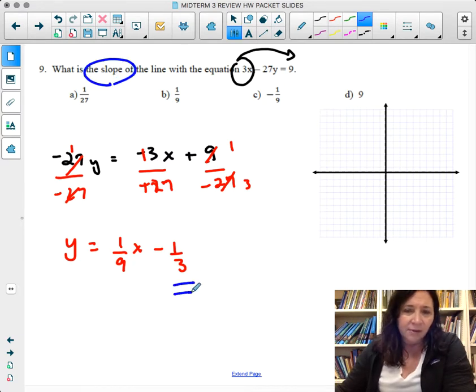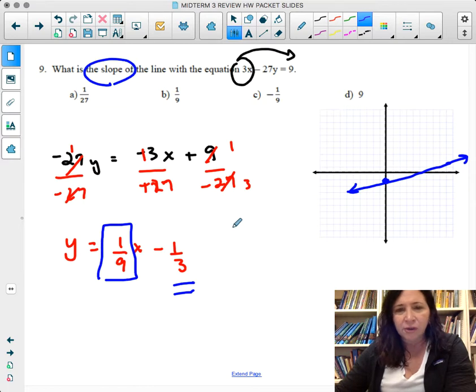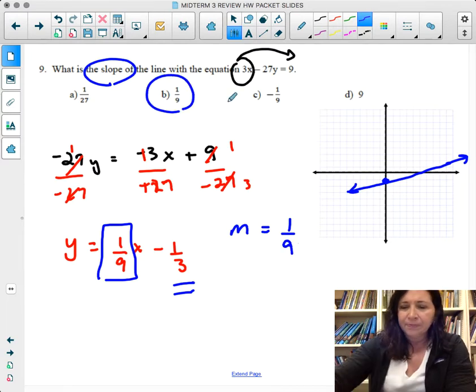Now, the question was asking me, what's the slope? This is my y-intercept. They didn't ask me that, meaning that would be down 1/3. My slope is up 1/9. That graph looks something like that. So what they only asked me for was my slope. And make sure that when you're finding the slope, you don't attach the x to that. It's just 1/9. So this problem is B.